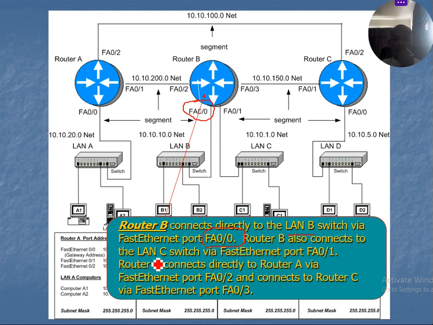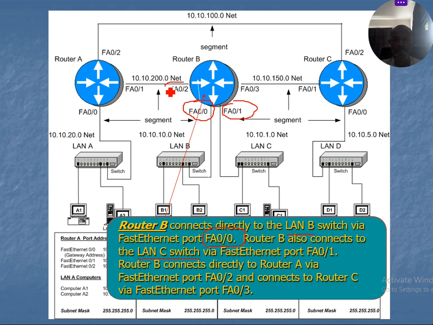So not only LAN B, it also connects to LAN C. It connects to the LAN C switch via what? Via this interface. Look at it, this port FA0/1. Now router B connects directly to router A. This B also goes back to A.